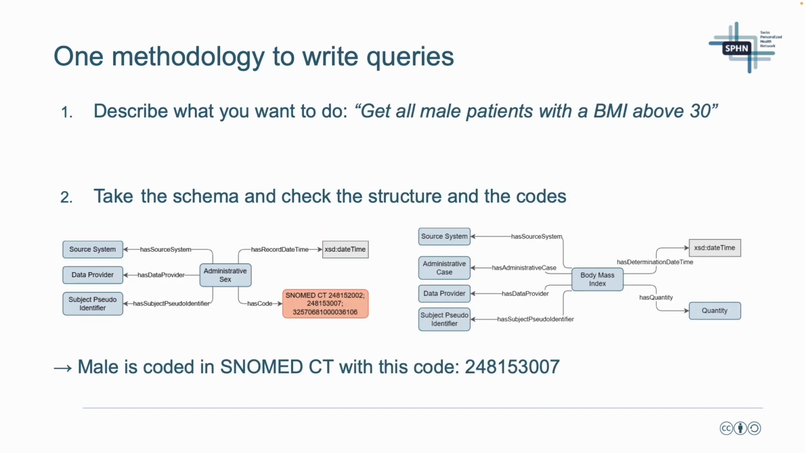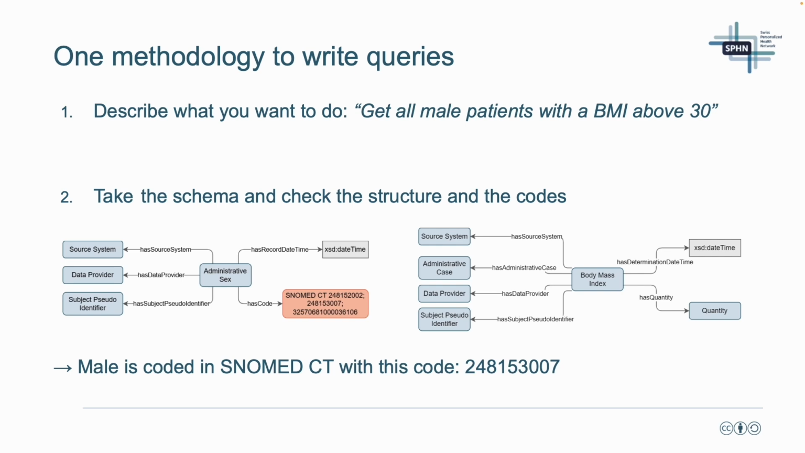When writing queries in SPHN, we can recommend you to apply the following methodology. First, describe what you want to do and retrieve as a result. Here, I want to get all male patients with a BMI above 30.